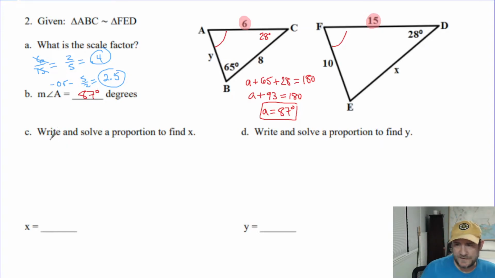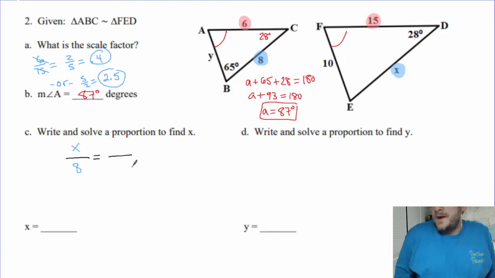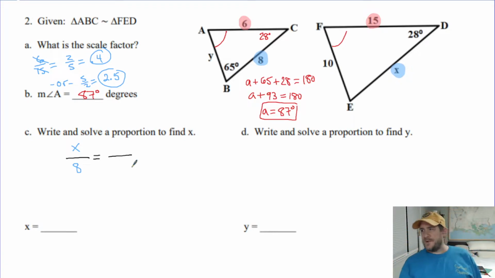All right, now they say write and solve a proportion to find x. So we did a bunch of these already. We know we're going to use the 6 over 15 again. We're solving for x, and we can see that x corresponds with 8. So to write our proportion, we have to use the ratio that has x in it. So x over 8 is definitely one of our ratios. Now x over 8, that's a measurement from the big triangle divided by small, so big over small.